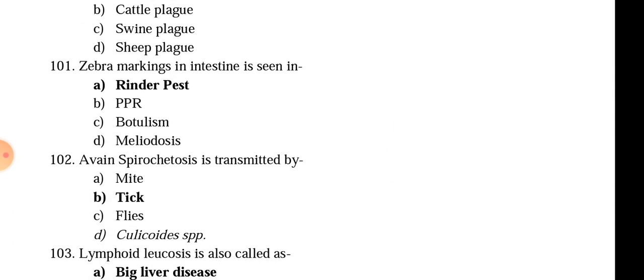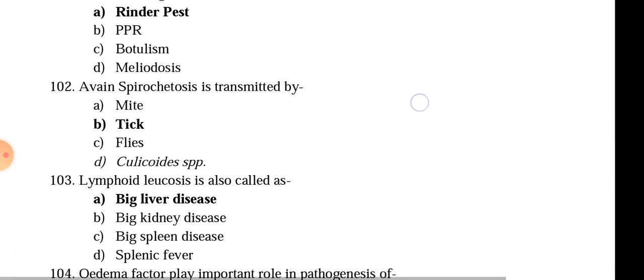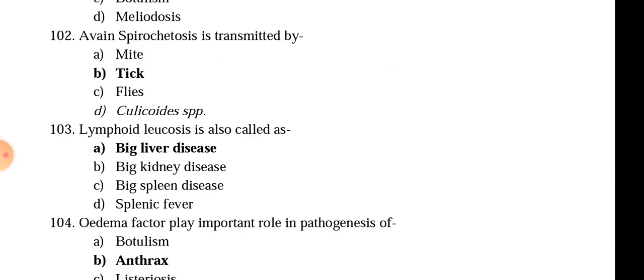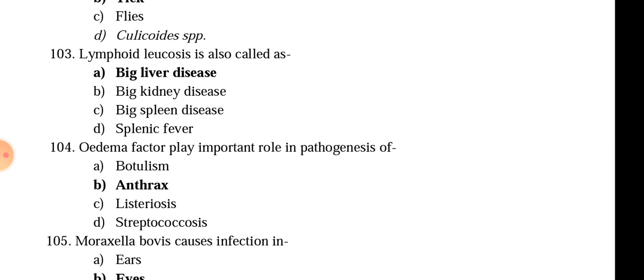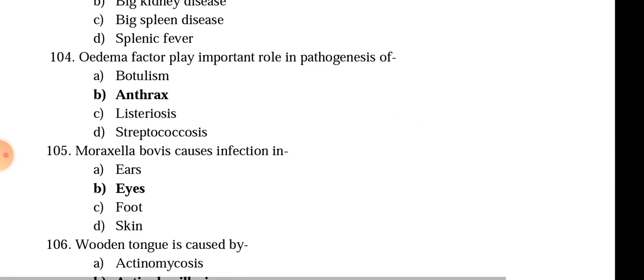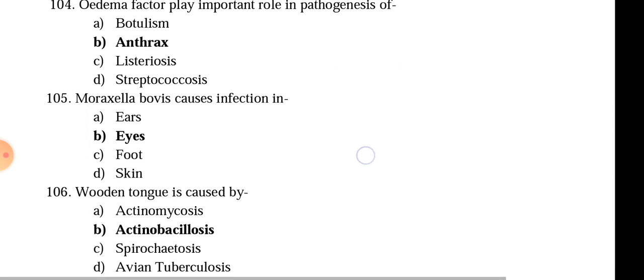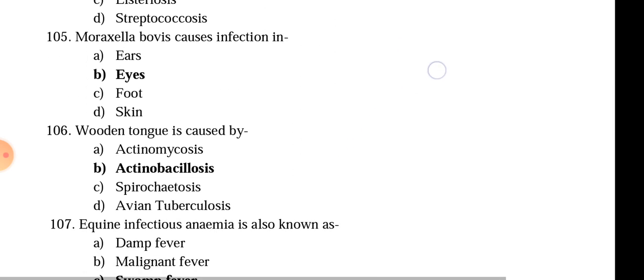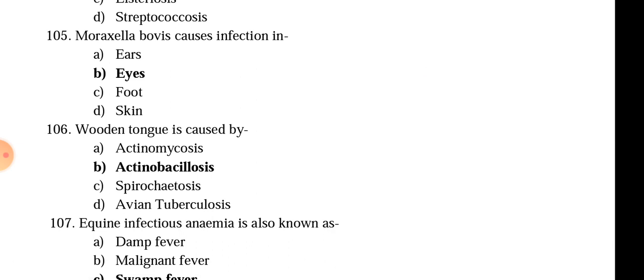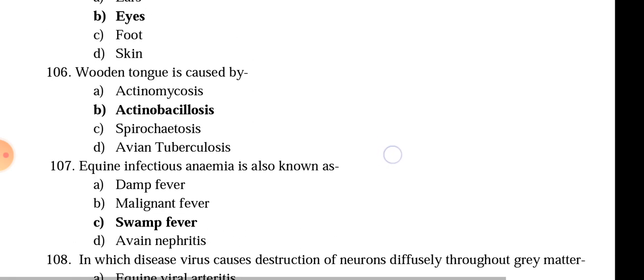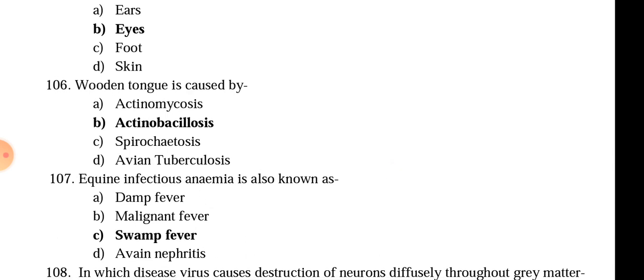Avian spirochetosis is transmitted by tick. Lymphoid leukosis is also called big liver disease. Edema factor plays an important role in the pathogenesis of anthrax. Moraxella bovis causes infection of the eyes. Wooden tongue is caused by actinobacillosis. Remember, wooden tongue is actinobacillosis, and actinomycosis is lumpy jaw. Equine infectious anemia is also known as swamp fever.